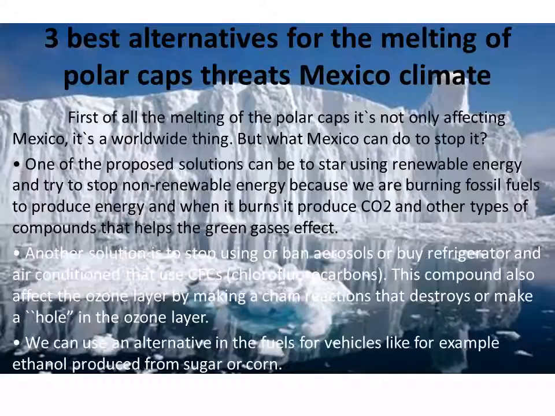Another solution is to stop using or ban aerosols, or buy refrigerators and air conditioners that do not use CFCs. This compound also affects the ozone layer by making a chain reaction that destroys it or makes a hole in the ozone layer. We can use an alternative in the fuels for vehicles, for example, ethanol produced from sugar or corn.